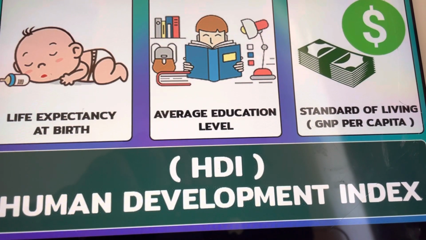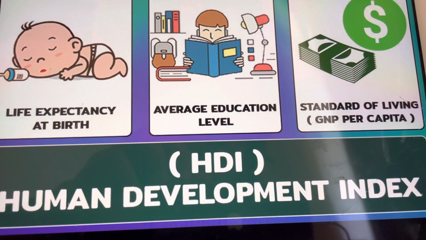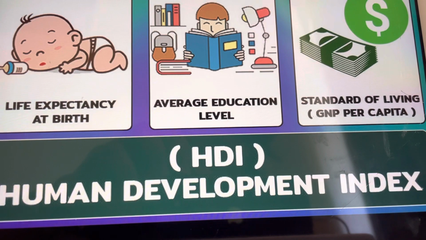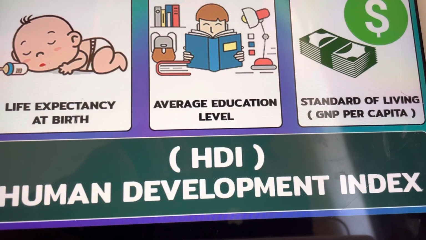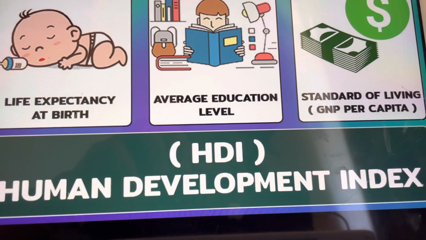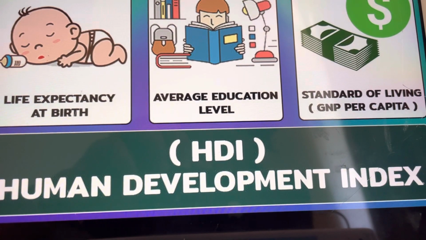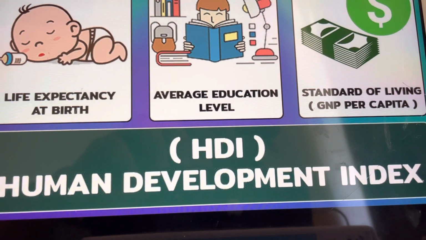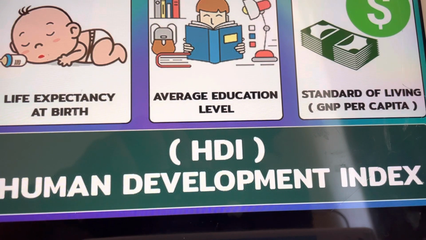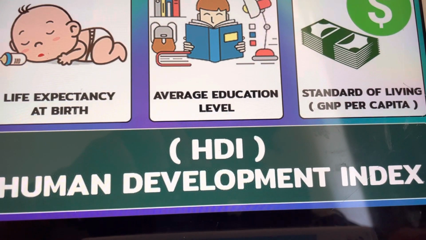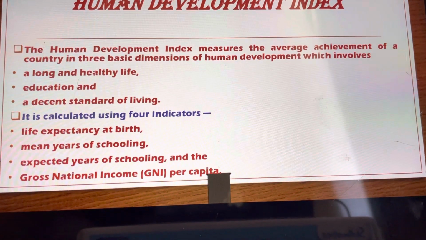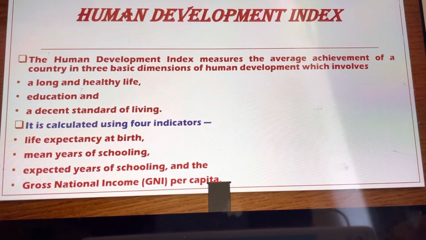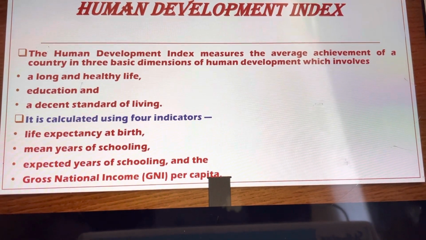We will discuss a new topic, Human Development Index. Human Development Index is based on three things: life expectancy at birth, average education level, standard of living, GNP per capita, or we can say PPP, purchasing power parity, which is in dollars. Now we will discuss how the Human Development Index is measured.